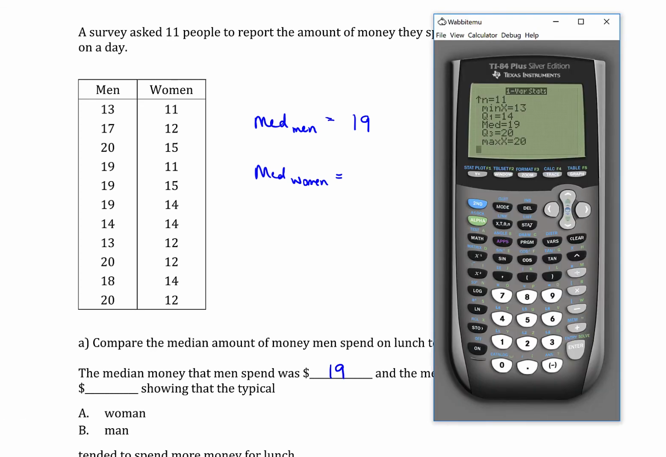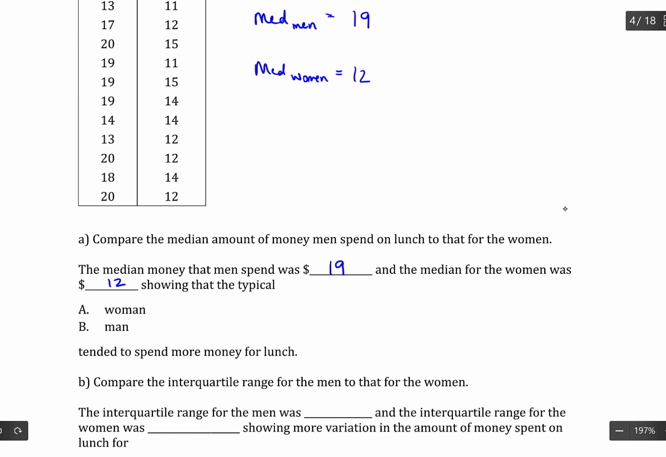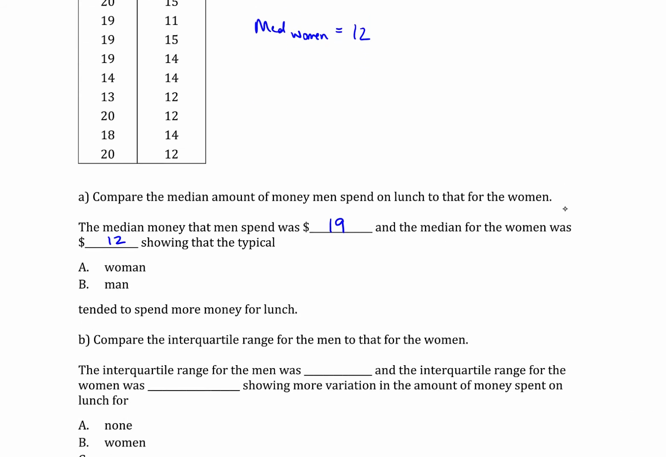And then for the median for women, I'm going to have to use one-var stats again, but this time change my list to L2. Now, if you're not seeing these menus here, then don't worry. If you just hit second and 1, that will bring up L1 on screen, and then just press enter twice and it'll run the program. Same thing if you need L2 in there. So just calculate. Median there is 12. All right, so that comes up with those values.